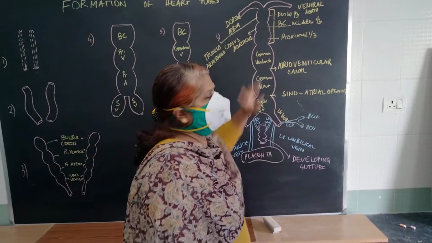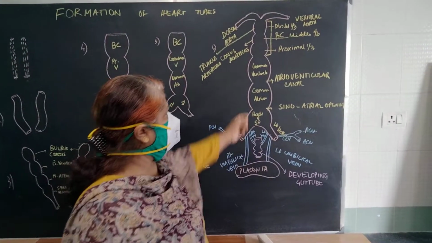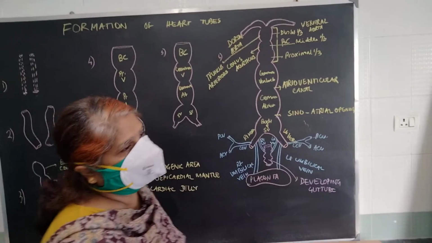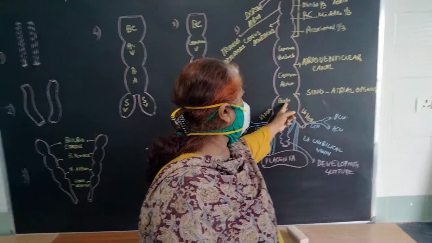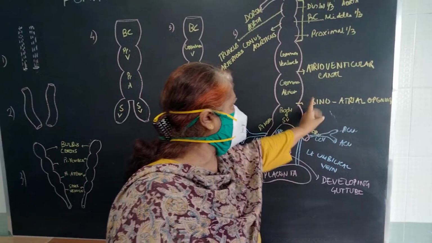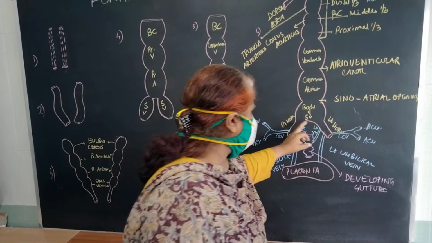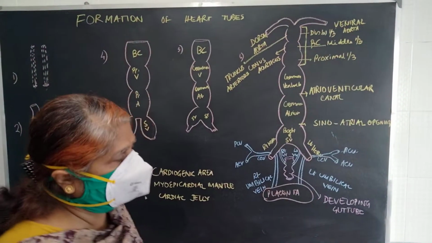the common ventricular chamber. This is a common atrial chamber, and there is an intervening opening. This is called the atrioventricular canal, and the common atrium is continuous with the body of the sinus venosus by the sinoatrial opening. These are the two horns. This is the venous end of the heart tube. This is the arterial end of the heart tube.